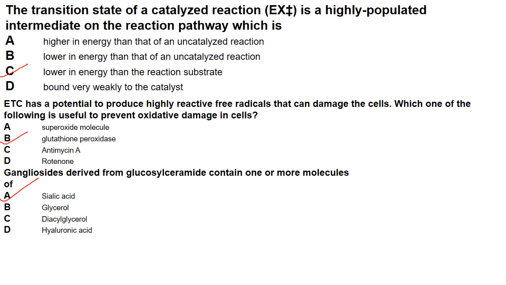Answer is option C. Then ETC has a potential to produce highly reactive free radicals that can damage the cells. Which one of the following is useful to prevent oxidative damage in the cell? It is glutathione peroxidase. Answer is B. Then gangliosides derived from glucosyl ceramide contain one or more molecules of sialic acid.